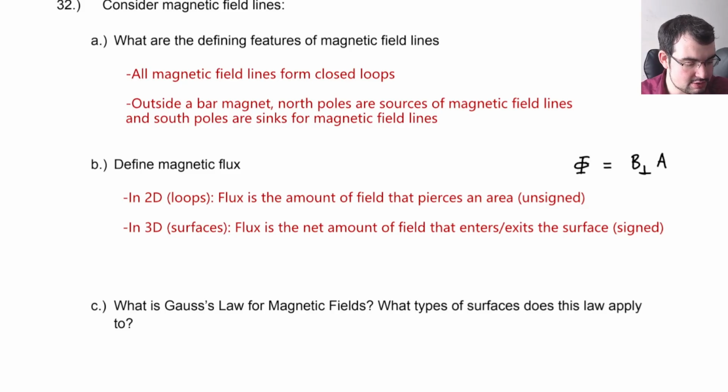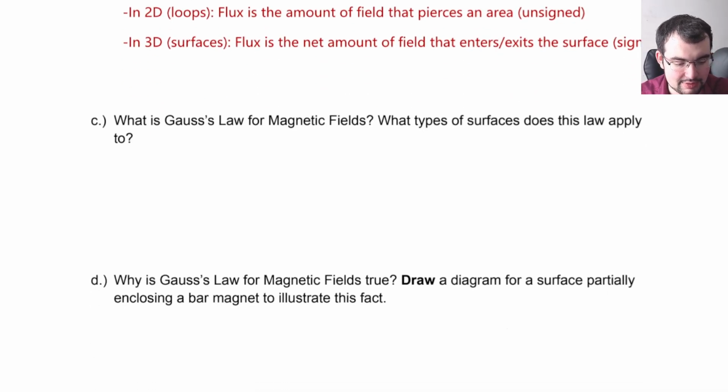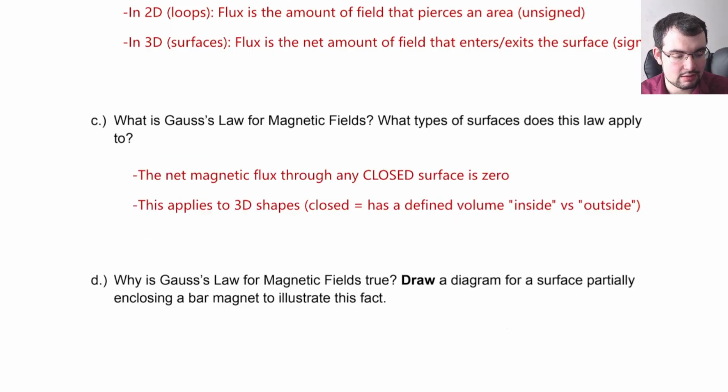That matters here because we have our first Maxwell equation, which is Gauss's law for magnetic fields, which states that if you have a closed surface, the net magnetic flux must be zero. The flux can be non-zero through the different parts of the surface, but the flux needs to cancel because there can't be any flow into or out of the surface. So this applies only to 3D shapes.